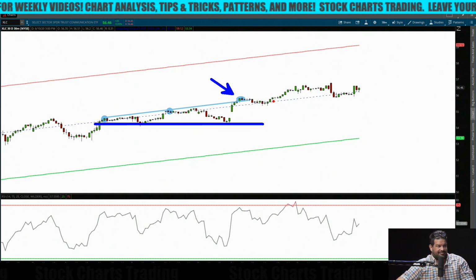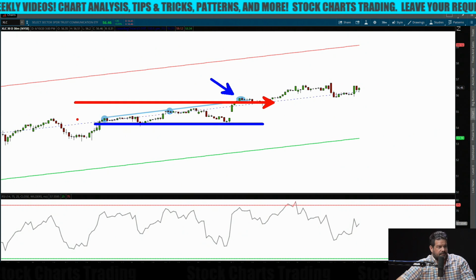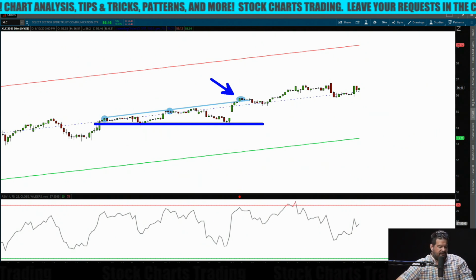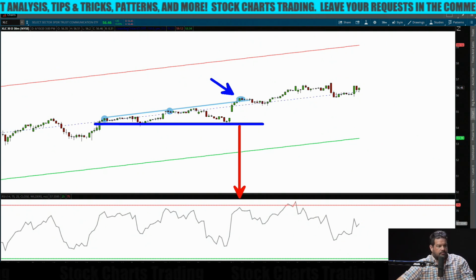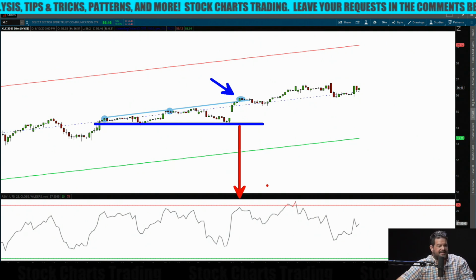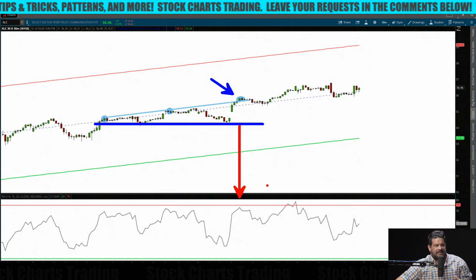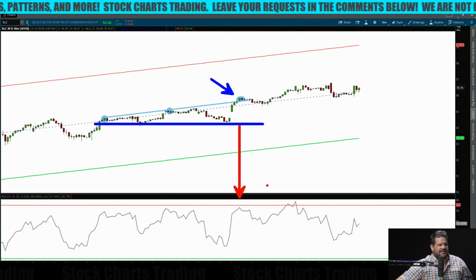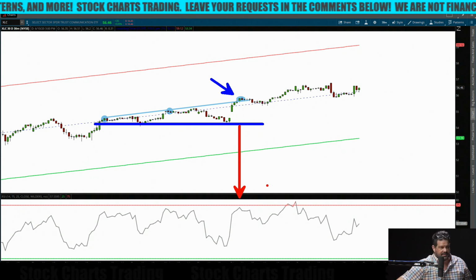Well, you're in the middle of a channel. So you're not going to buy that. You don't have a high stochastics or RSI. So you're not going to buy that. And that's what I'm trying to show you: you're going to see the Wolfe pattern a lot.